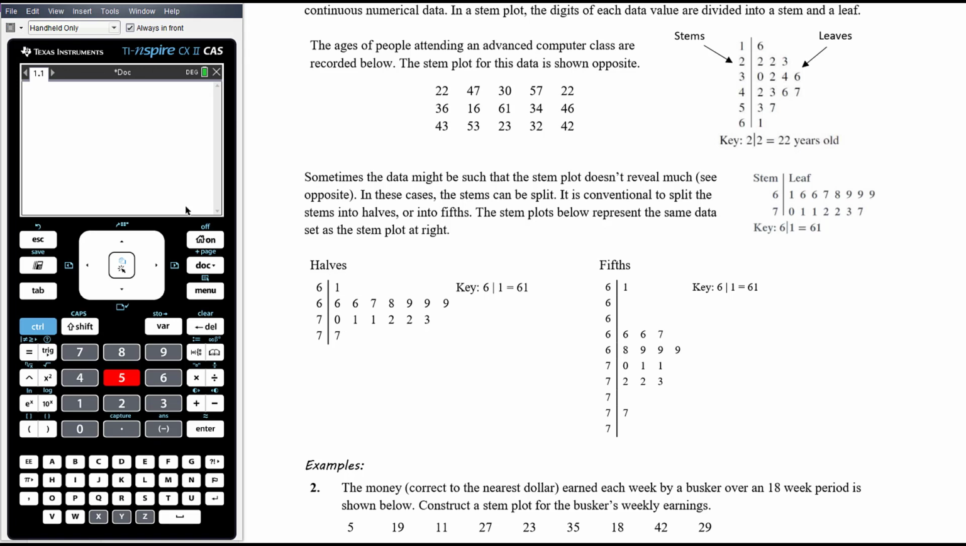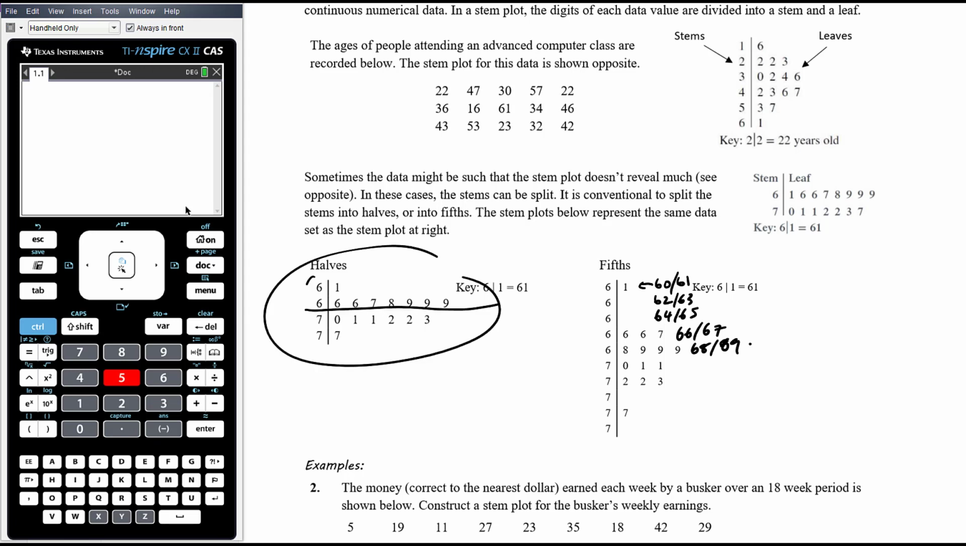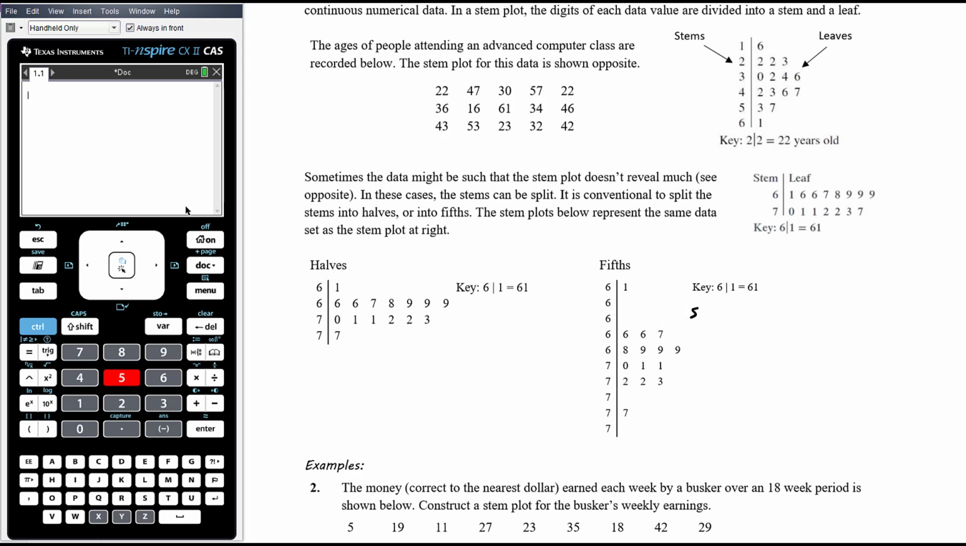So we might go a bit further and split it into fifths, in which case we would have 5 stems starting with 6 and 5 stems starting with 7. And each of them represents now only 2 data values. This would be 60 and 61. This would be 62, 63. 64 or 65 would go in here, 66 or 67 would go in here, 68 or 69 would go in here. So for each of the halved stems, you've got 2 groups of 5 possible values. Here you're going to have 5 groups, each with 2 possible values.